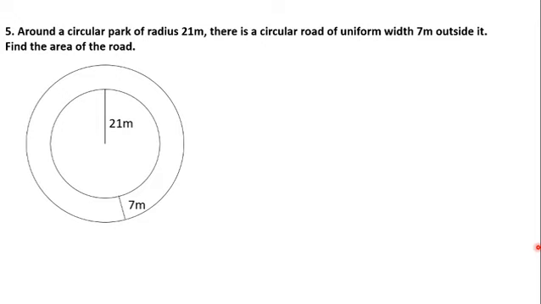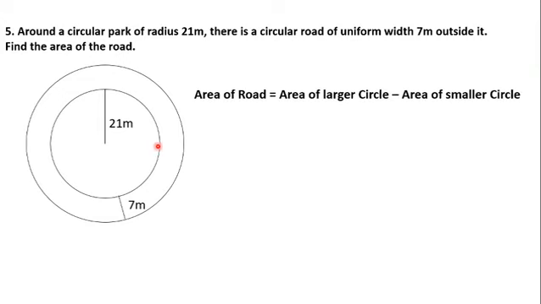And that is fairly easy to do. You see, the area of the road, which will be the space right here, will be the area of the larger circle, this circle right here, minus the area of the smaller circle, the one right here in the middle. So the smaller circle is representing the park, the larger circle is representing the end of the road. So the road is from the end of the park to the end of the road, and that's what we have to find. So if we can find the area of this larger circle and subtract the area of this smaller circle, then what we would have would be the area of the space between them, which is the road.